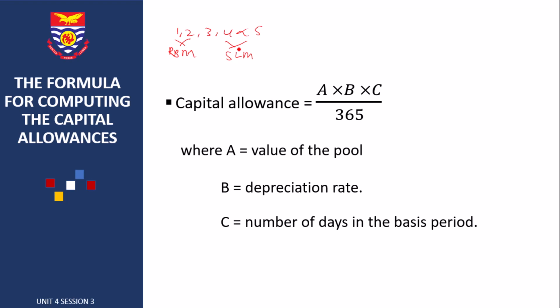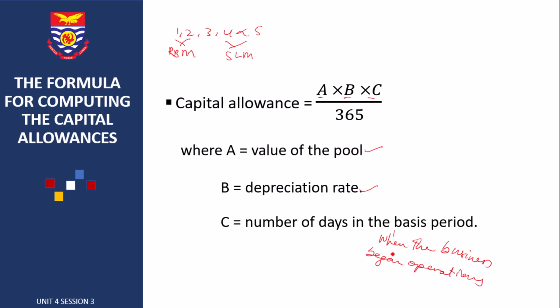The capital allowance for class 1, 2, or 3 depreciable assets for a basis period is computed using the formula A multiplied by B multiplied by C all over 365. A is the value of the pool, B is the depreciation rate, and C is the number of days in the basis period. With this one, we are talking about when the business began operations.